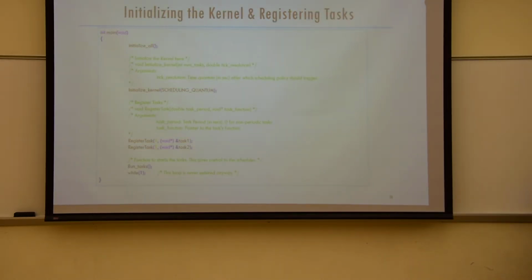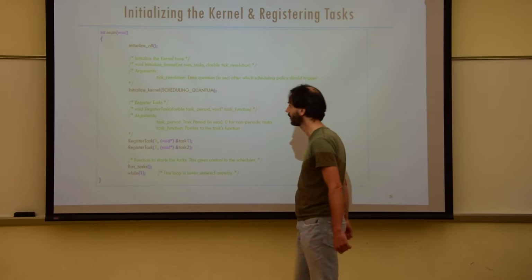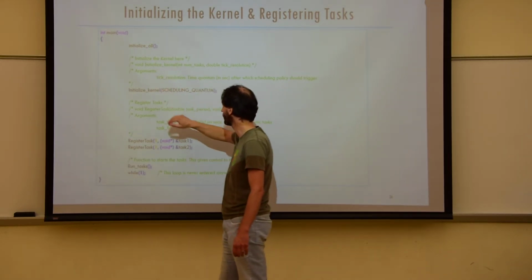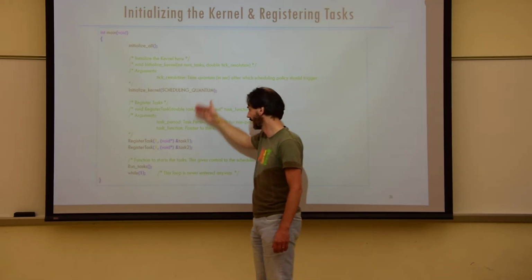Alright, so now we're getting to pretty much the last slide. So now how do we look at a piece of main code? You initialize your usual stuff. You have to initialize the kernel. This is how we write it out.